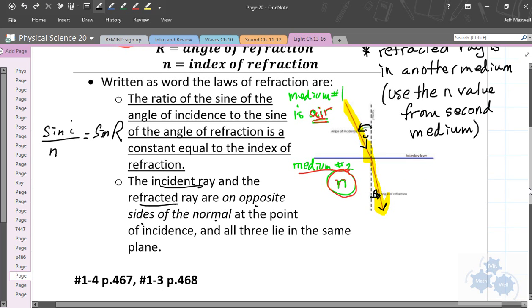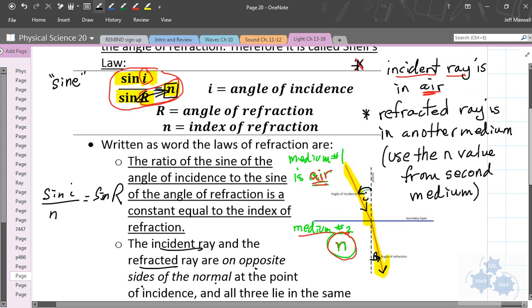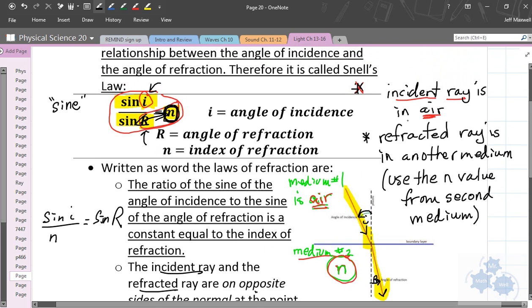Here are some questions that you can do from the textbook that would support this new knowledge. So again, that's the quick lesson on Snell's law, using the ratio of the sine of the angle of incidence and the sine of the angle of refraction to equal the index of refraction. So we can do a lot of mathematical calculations to find I, R, and even to find N.